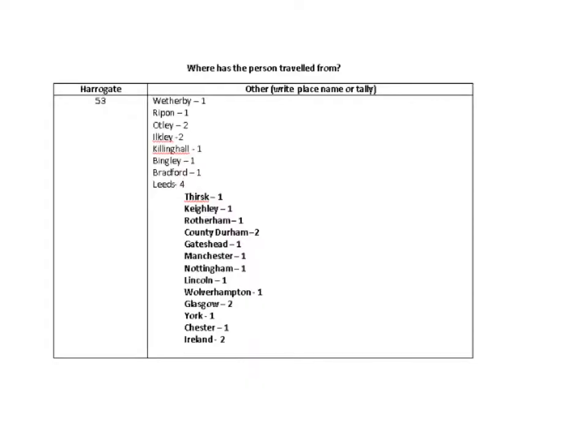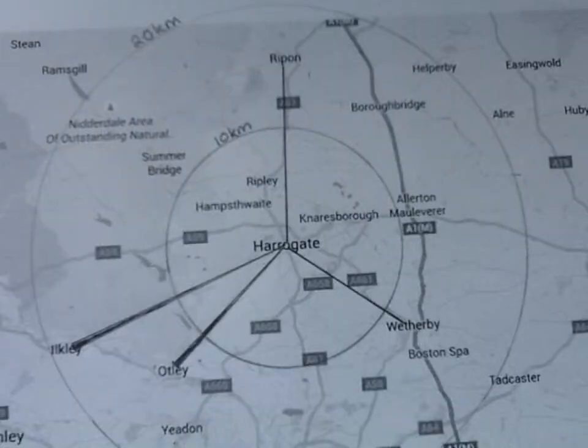Just as a reminder, the information that we are going to be using for this map is this information at the top of your results sheet: 53 people from Harrogate and the remaining people from within a 30 kilometre radius of Harrogate. So, one person came from Ripon, so I draw using a ruler, a straight line from Ripon to Harrogate. Likewise, one person came from Wetherby, a straight line from Wetherby to Harrogate.